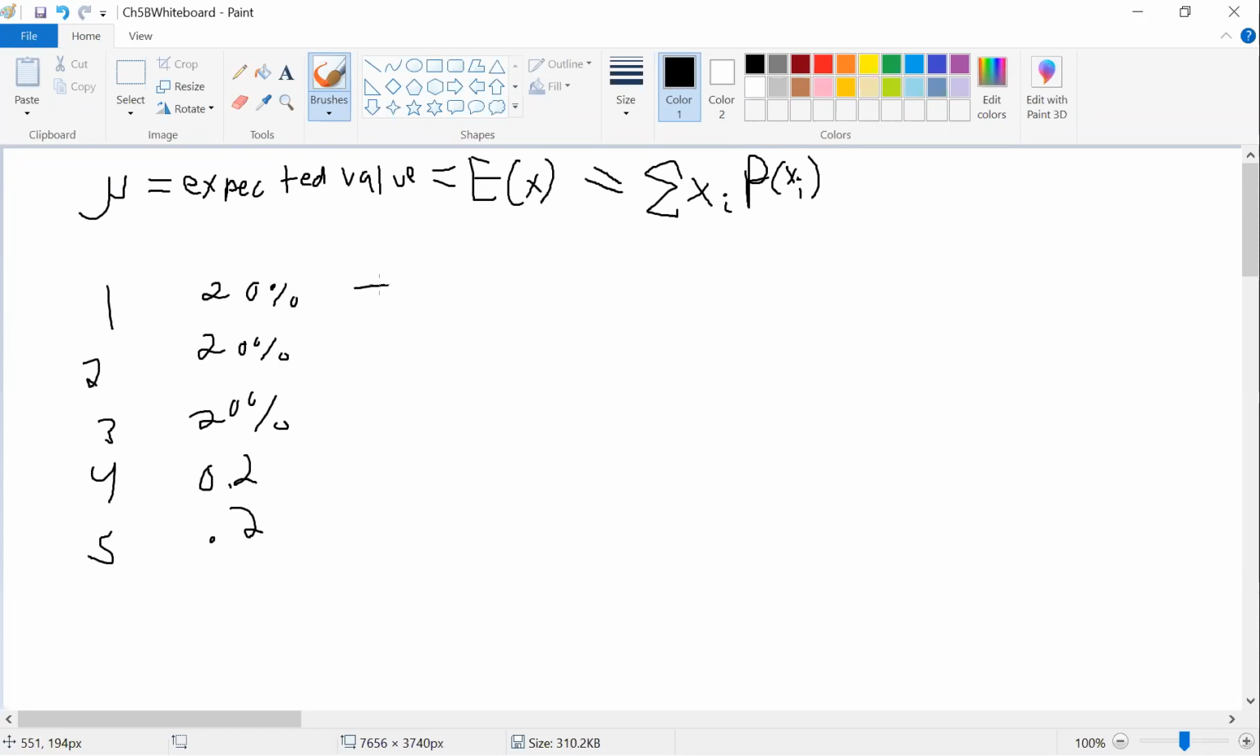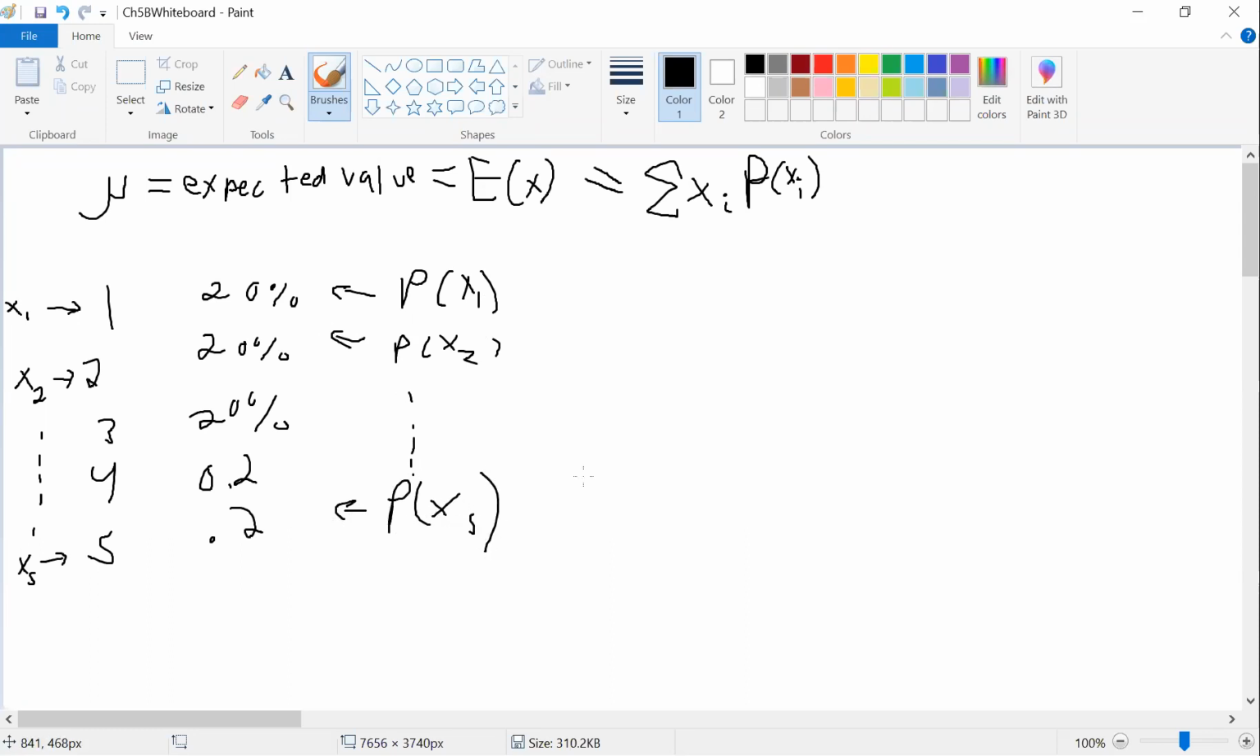In this case, we could call this x1. Actually, let's go to the left-hand side, make it a bit clearer. This we can call x1. This is x2. And so on and so forth until this is x5. As a note, for all we know, that 5 could be a 6. Doesn't matter. x5 basically means this fifth data value in question. And therefore, this 20% is the probability of getting x1, which here x1 is 1. And this would be P(x2), so on and so forth, all the way to P(x5).